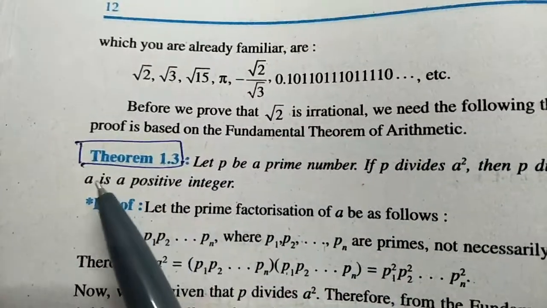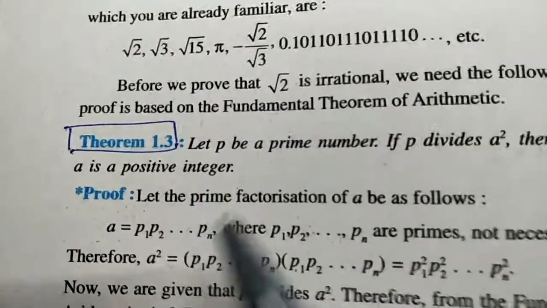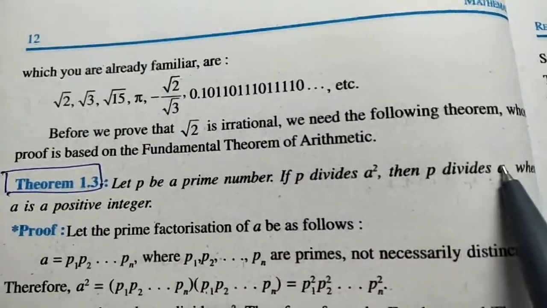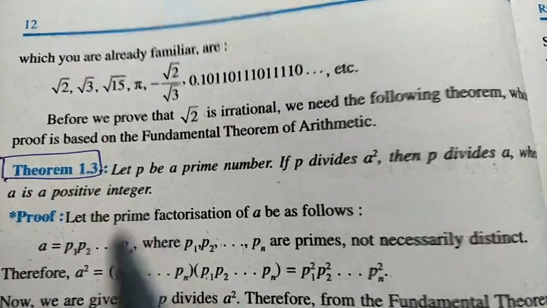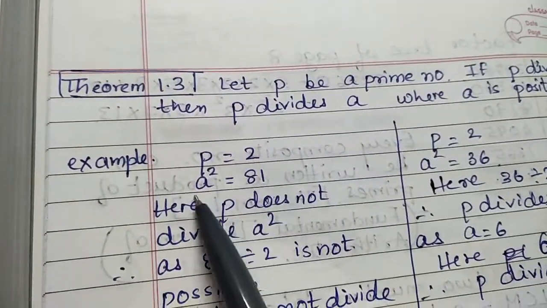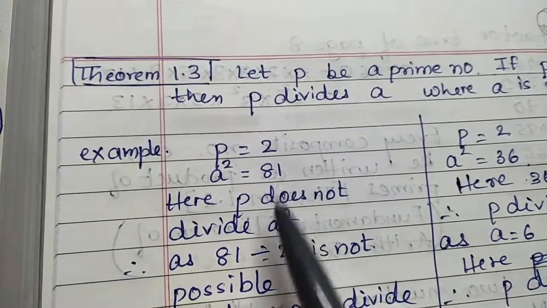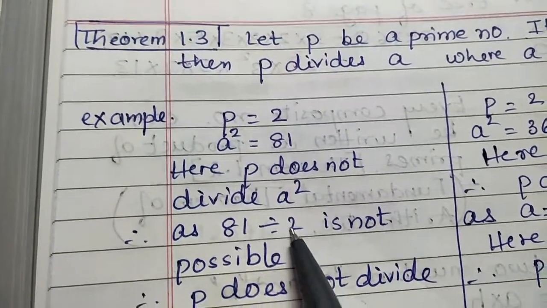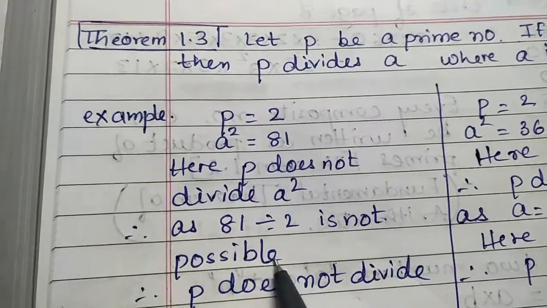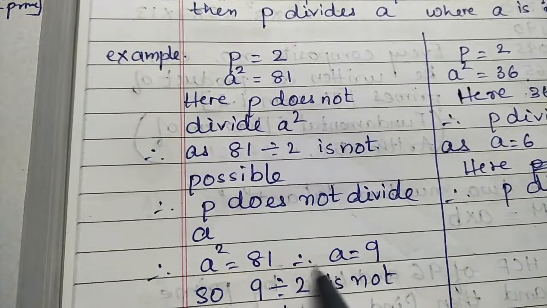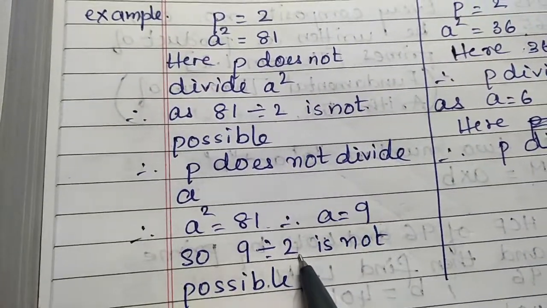Okay, all these are irrational numbers. Now we will start with theorem 1.3. Theorem 1.3 says that if p is a prime number and p divides a square, then p will divide a, where a is a positive number. So for the further explanation, we will just go very quickly here. Take an example, p is equal to 2 and a square is equal to 81. Here p does not divide a square because 81 cannot be divided by 2. It is not possible. So when 81 cannot be divided by 2, p does not divide a because a is equal to 9.